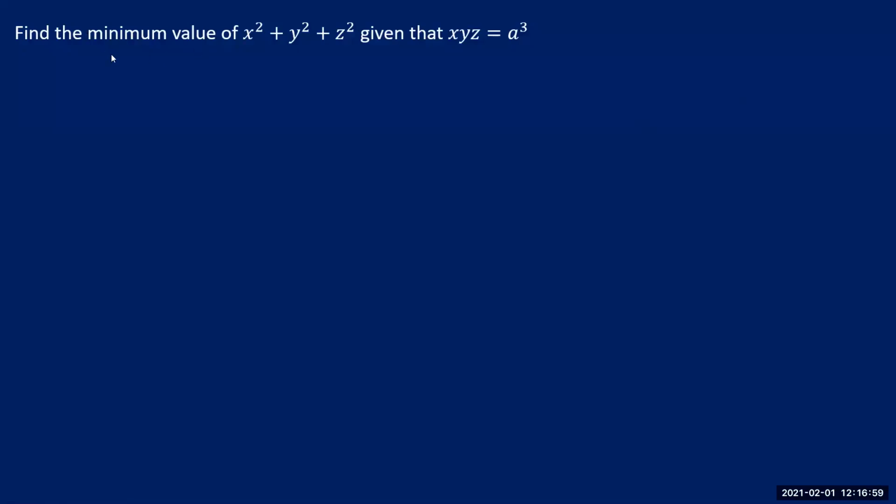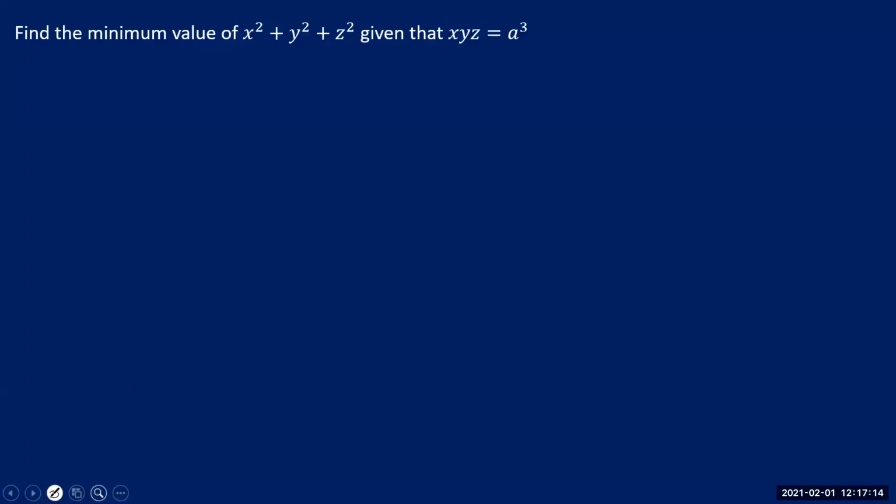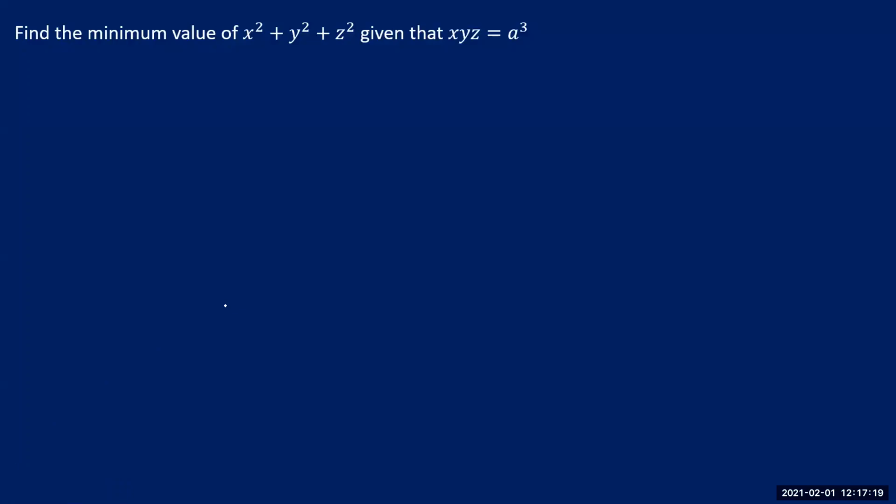Now see, you're asked to find the minimum value of x square plus y square plus z square, given that xyz is equal to a cube. You are given just some conditions, some relations in terms of x, y, and z. Now using that, can we identify which is f and which is phi? As we discussed in the previous slide, normally we take the function which is to be minimized or maximized as f, and the constraint we take as phi. This is the standard notation.